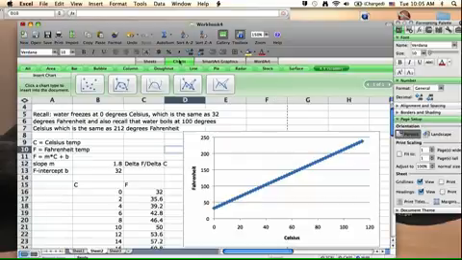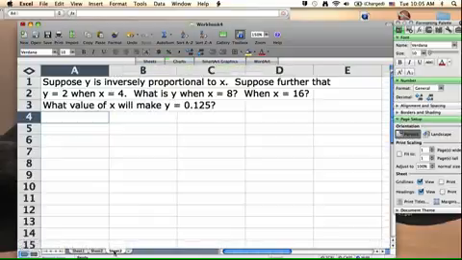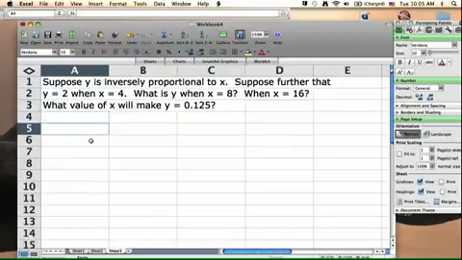All right, let's do another example on the next sheet. Suppose y is inversely proportional to x. Suppose further that y equals 2 when x equals 4. What is y when x equals 8, when it's 16, and what value of x will make y equal to 0.125?